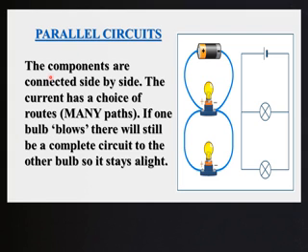Now the parallel circuit. The components are connected side by side. The current has a choice of routes, many paths. If one bulb blows, there will still be a complete circuit to the other bulbs, so they stay alight. Now look at this: battery, then first bulb, and then second bulb. When we draw a circuit diagram, for the battery we use this symbol, for the first bulb we use this symbol, and for the second we use this symbol, and these wires we can show by using a simple straight line. So that is a circuit diagram for a parallel circuit.